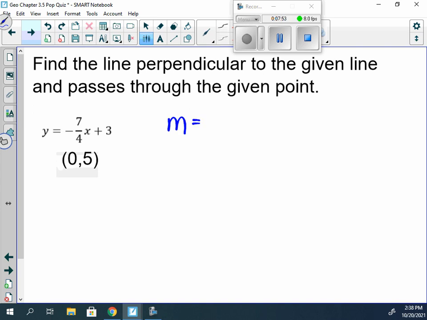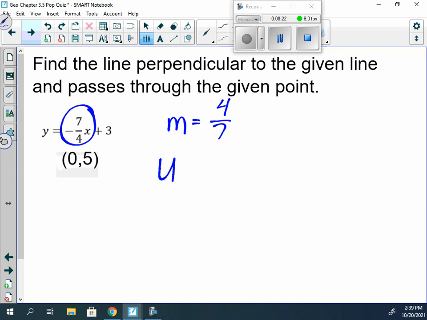So our original slope for the line, as we see here, is -7/4. Opposite reciprocal: we change the sign and flip it. Since it was negative, it's now positive. And if we flip it, 7/4 becomes 4/7. So our new slope is going to be 4/7.